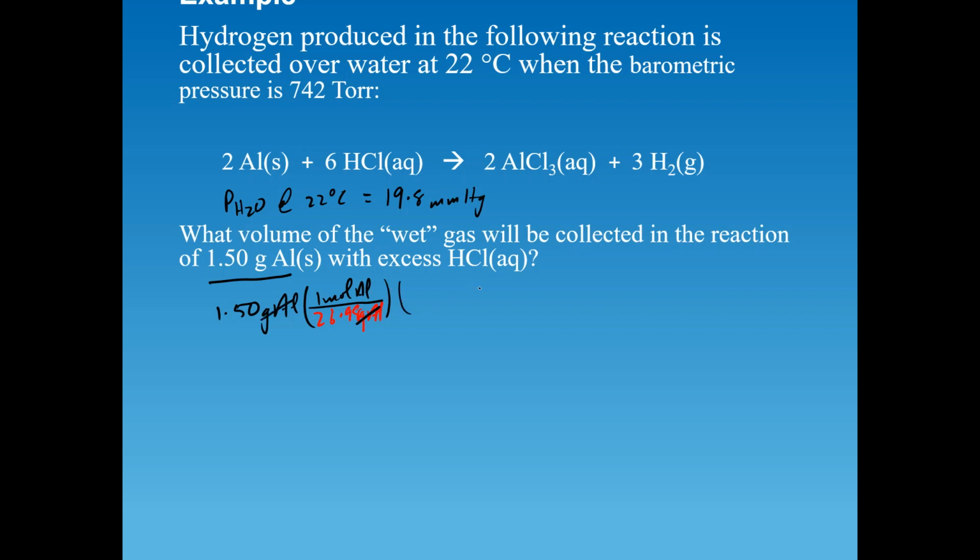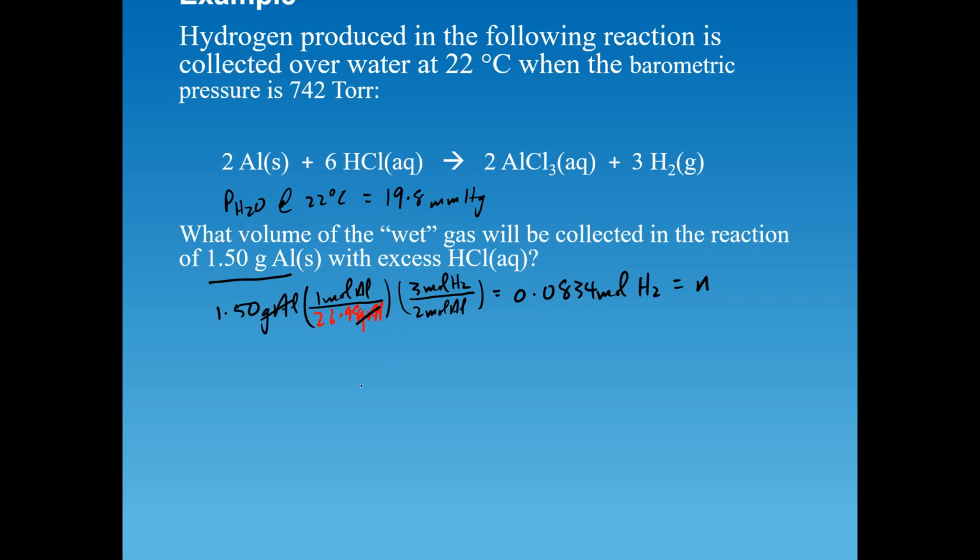So the next step would be the mole ratio between the aluminum and the hydrogen. So we're going to have 3 moles of hydrogen here and 2 moles of aluminum here. And we work that out. So where's my calculator? So 1.5 divided by 26.98 times 3 divided by 2. Okay, so according to my calculations, the number of moles of hydrogen is 0.0834. 0.0834 moles of hydrogen, all right? And this would be the n in the ideal gas equation.